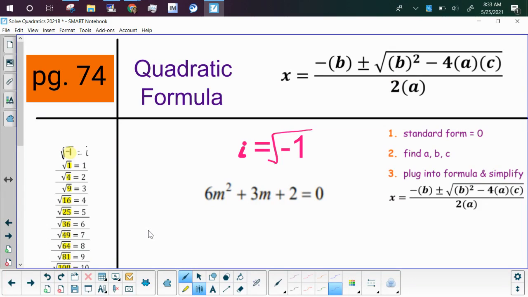Welcome! You are ready for another extension. So now we are going to do the quadratic formula with imaginary numbers. We're going to see what happens there.